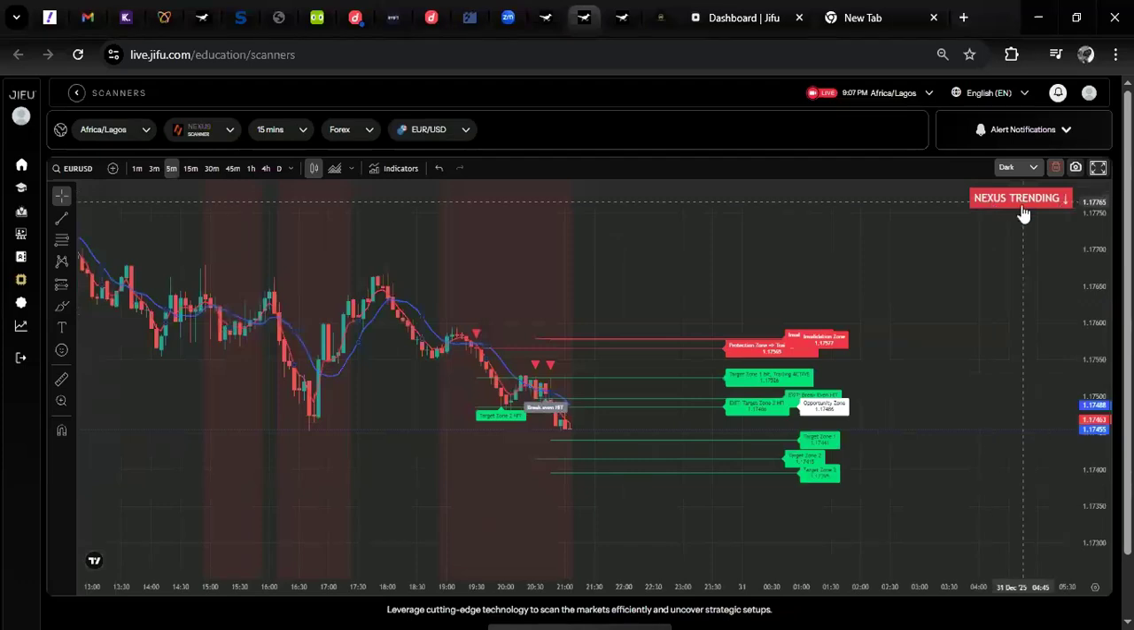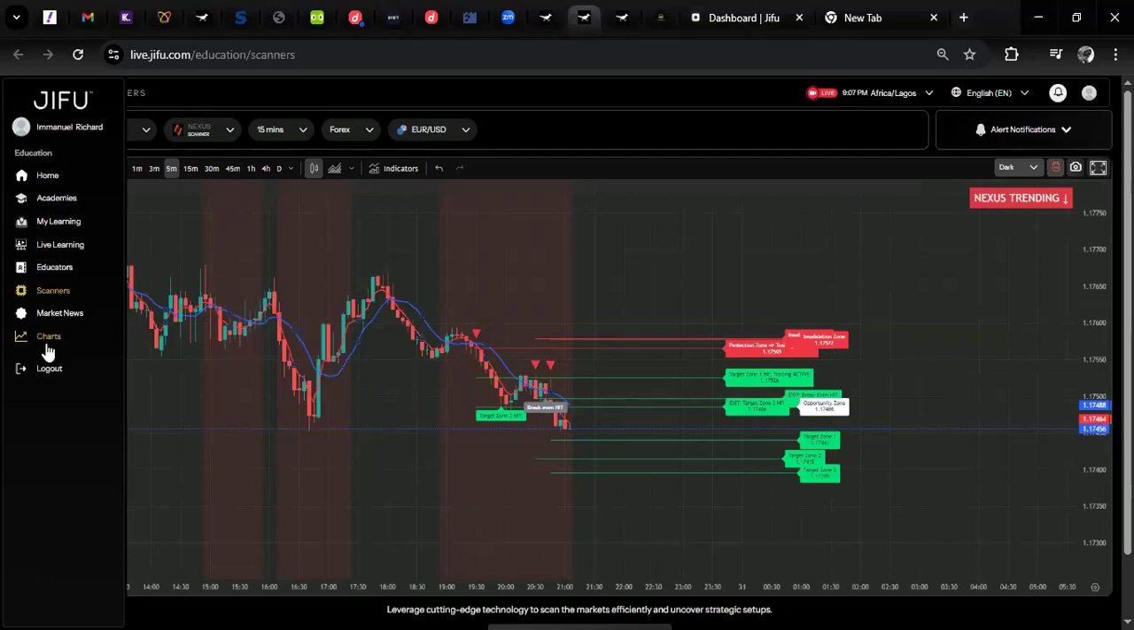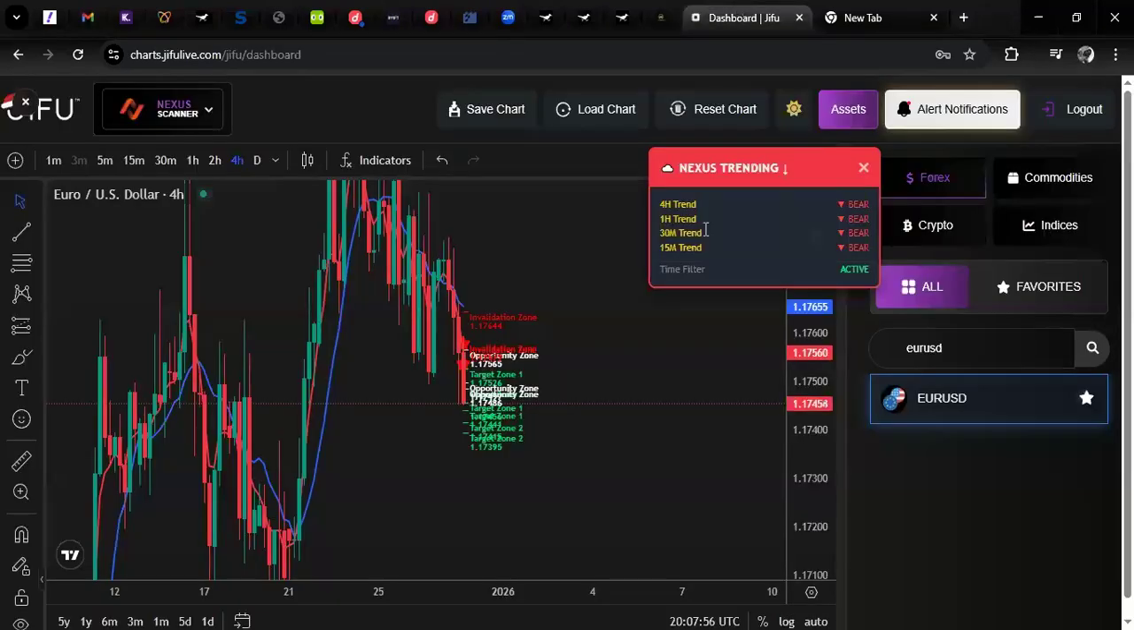That's when you come to this part where we have charts, and then it brings you here. You can just select it. All right, there are just three scanners over here. Just select it, and then it shows you the 4 hours. Is it trending? Yes it is. 1 hour, is it trending? Yes it is. 30 minutes, is it trending? Yes it is. 15 minutes, is it trending? Yes it is trending.